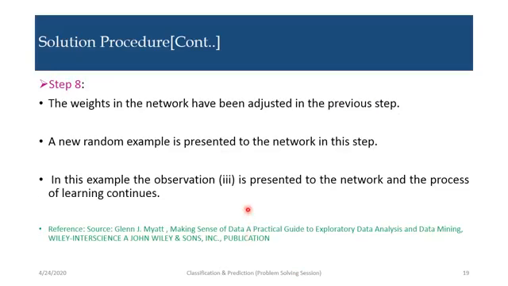Now, step 8. The weights in the network have been adjusted in the previous step. A new random example is presented to the network in the next step. Once your weights have been adjusted, as in the beginning of the problem, I had taken the example from 5 observations, I had taken the 5th observation. Next, take randomly another example, suppose the third observation, which is presented to the network, and the process of learning continues.